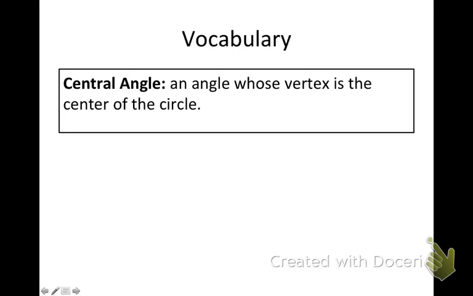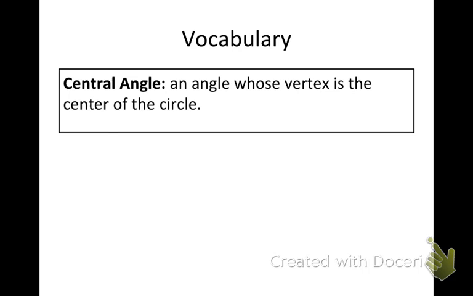So arcs are just sections of the exterior of the circle. When we talk about arcs, we need to talk about what's called the central angle. So let's write this down in our definition. A central angle is an angle whose vertex is the center of the circle.